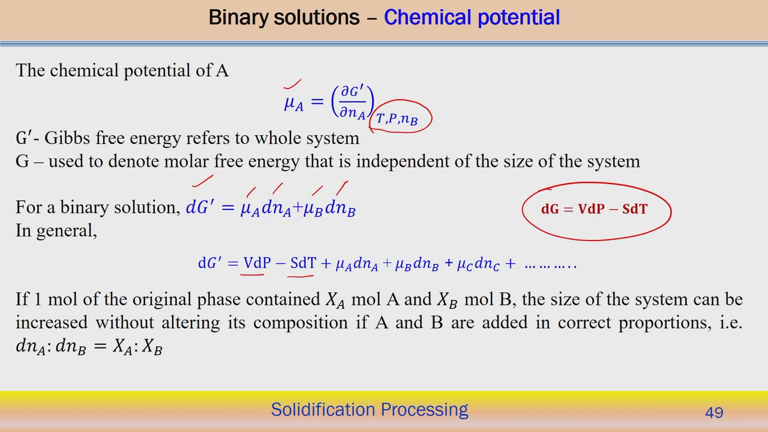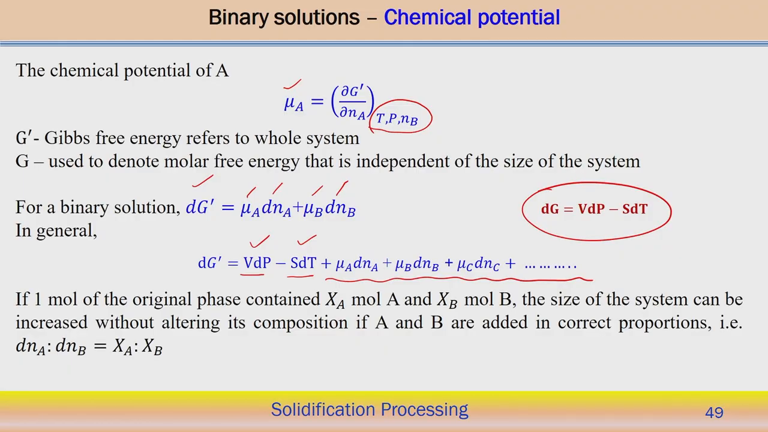But in this case we do not keep the temperature and pressure constant. Therefore, for the change of the Gibbs free energy dG, if we consider the effect of temperature and pressure, then we account for these terms: V dP minus S dT. Apart from this, as per the chemical potentiality, other elements can be added to the solution. Suppose the solution has A, B, C and up to n number of components that can be added to the system as per their chemical potentiality.